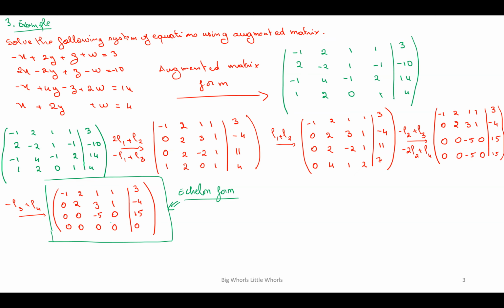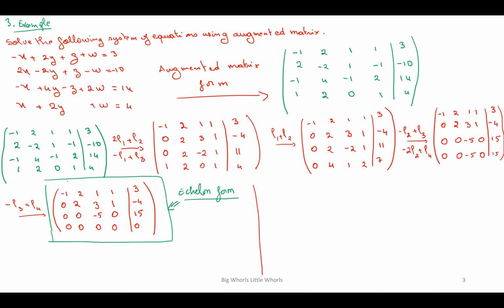But if you see here, we have a row where one of the variables is not leading. We have a total of 4 variables, and we have a total of 3 leading entries, minus 1, 2, and minus 5. That means there is at least one variable that is not leading. Therefore, we have infinitely many solutions. And how do we write the solution set?